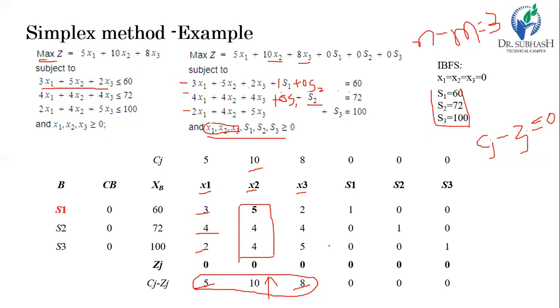So to determine the outgoing variable, let's consider the minimum positive ratio, which is here XB by X2. So the values are 60 by 5, which is 12, 72 by 4, which is 18, and 100 by 4, which is 25 here. Then choose the minimum ratio.